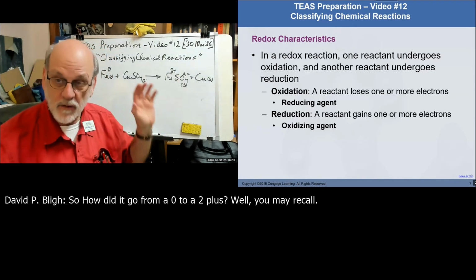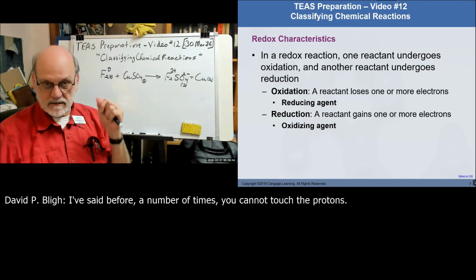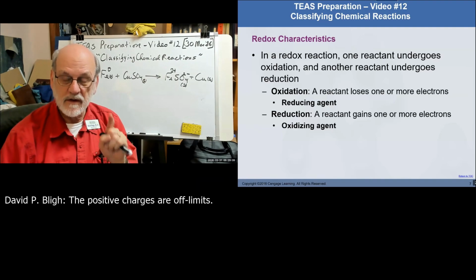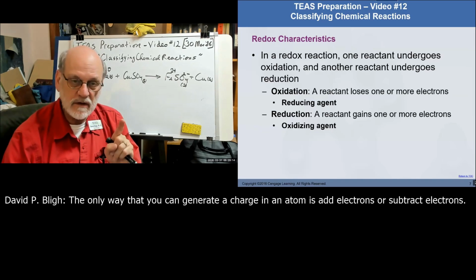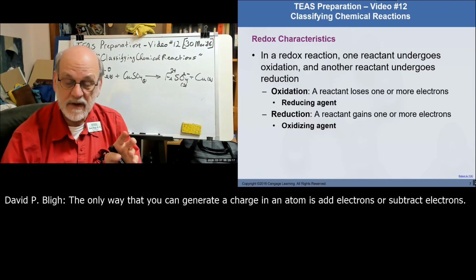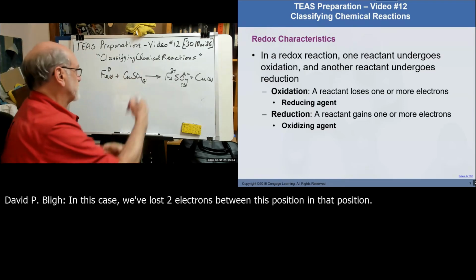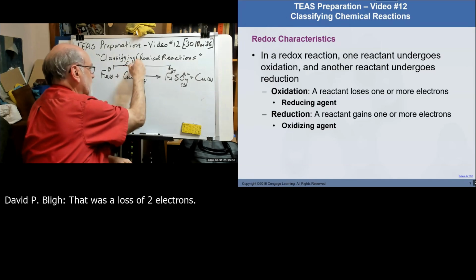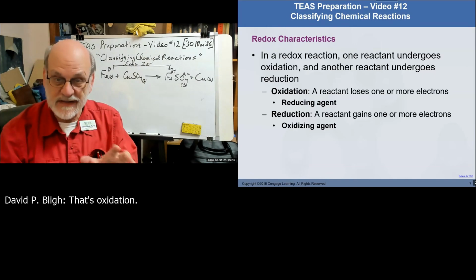So how did it go from a 0 to a 2+? Well, you may recall, I've said before a number of times, you cannot touch the protons. The positive charges are off limits. And the only way that you can generate a charge in an atom is add electrons or subtract electrons. In this case, we've lost 2 electrons between this position and that position. That was a loss of 2 electrons. Okay? That's oxidation.